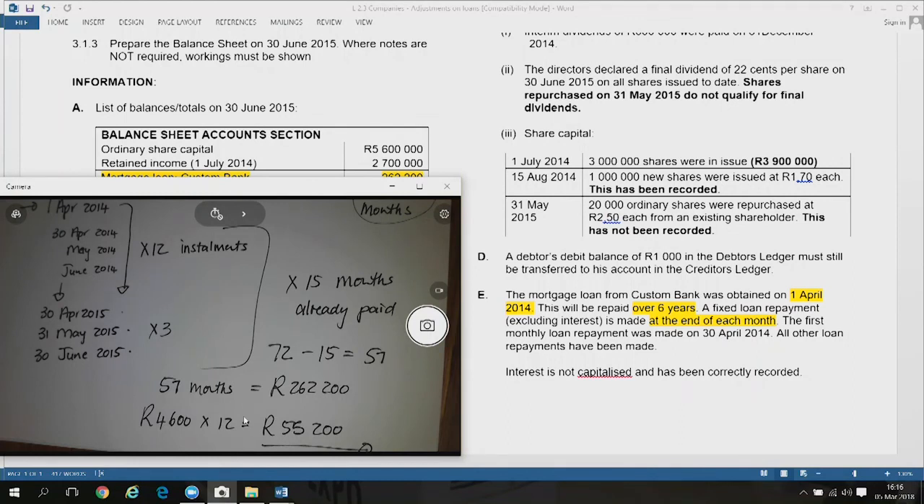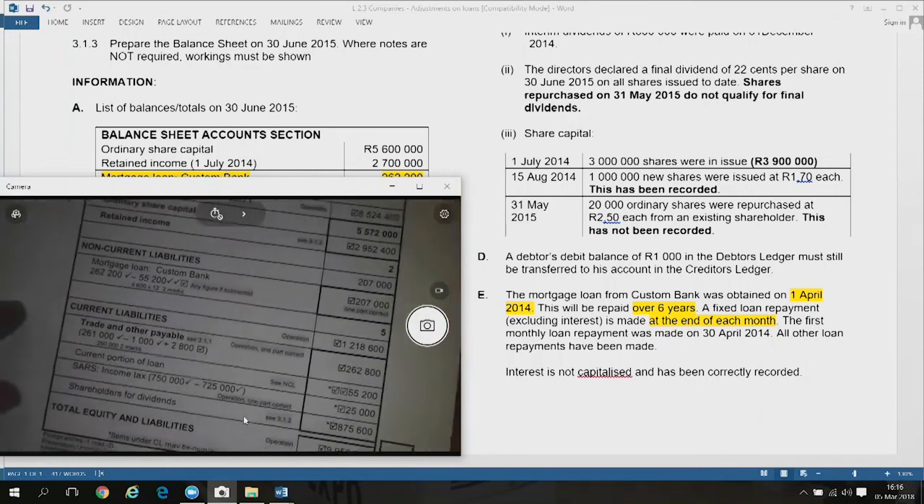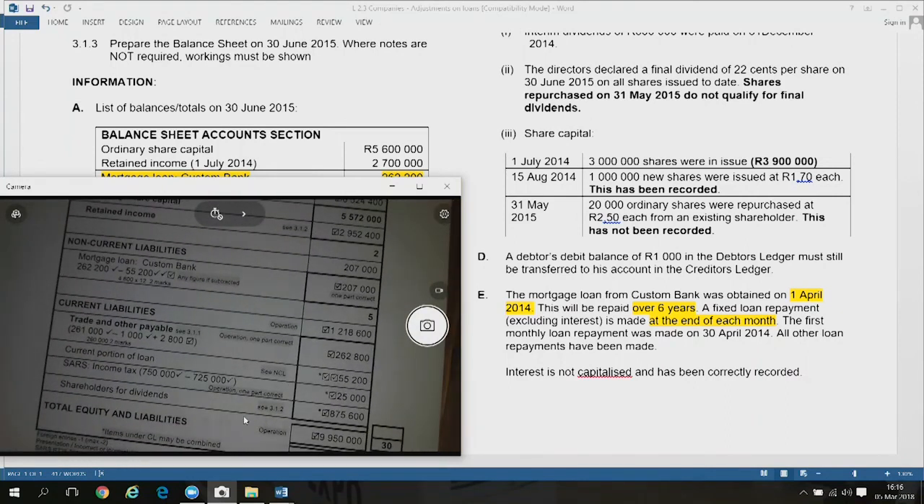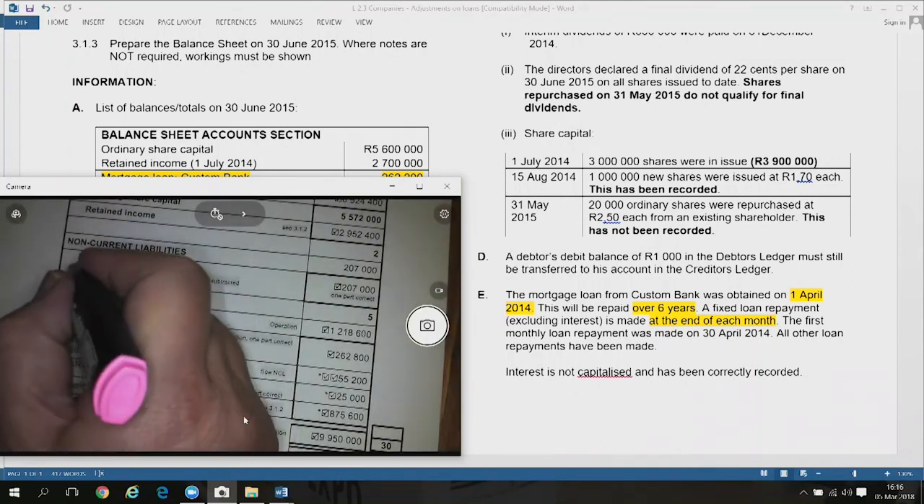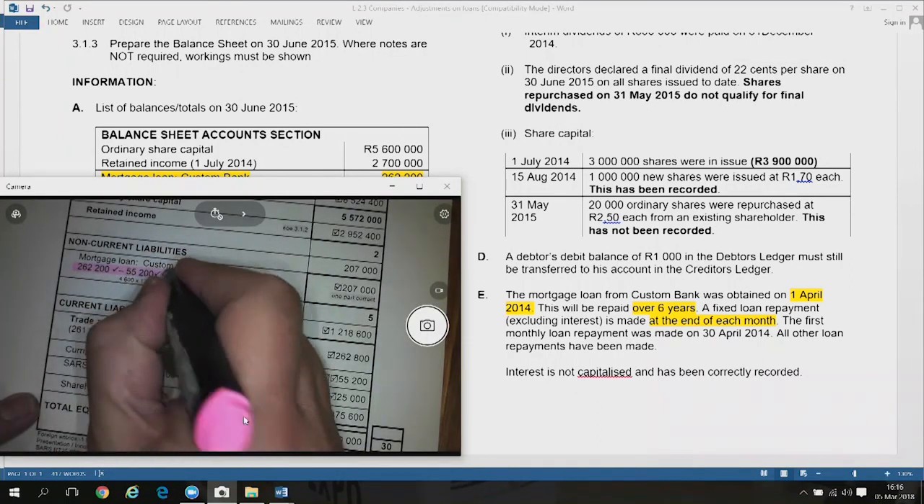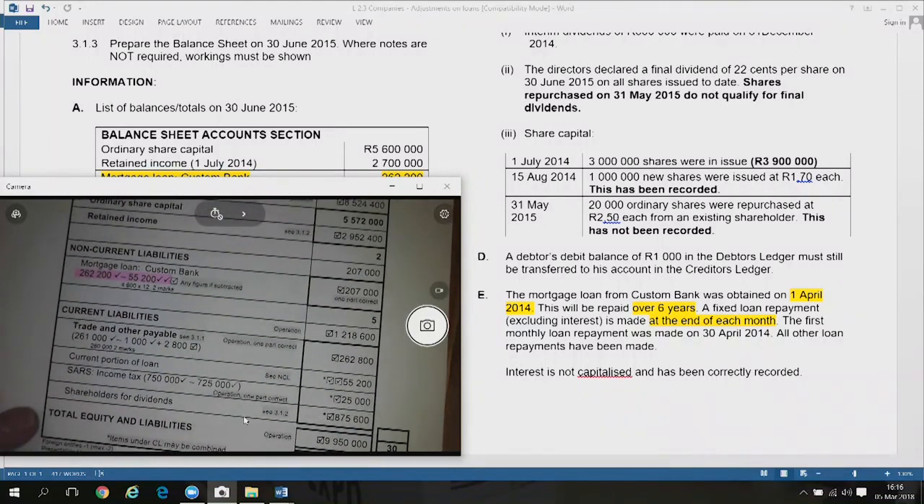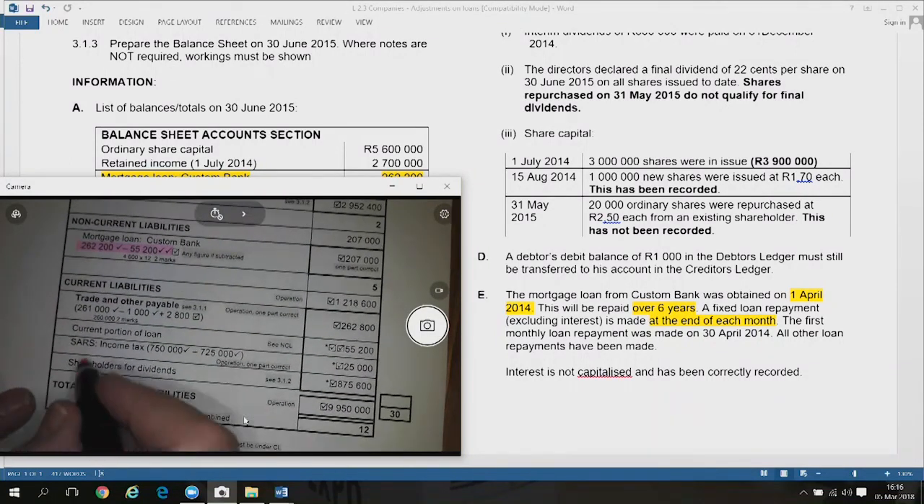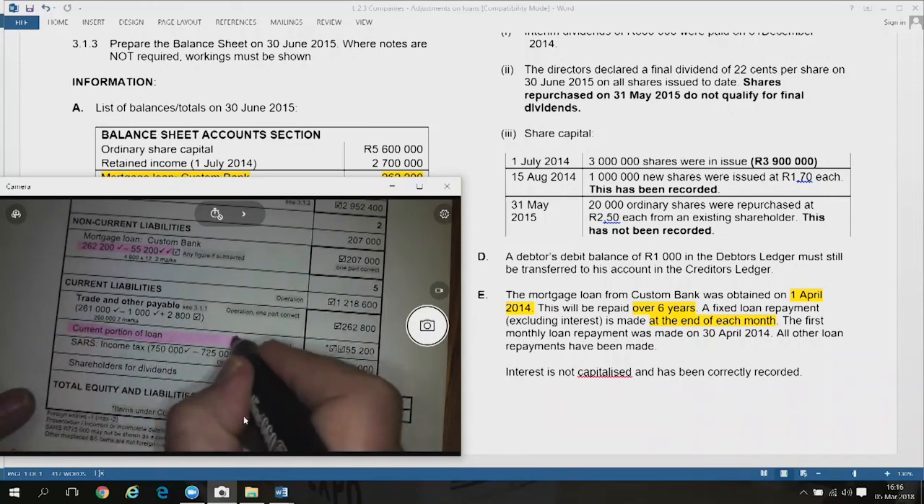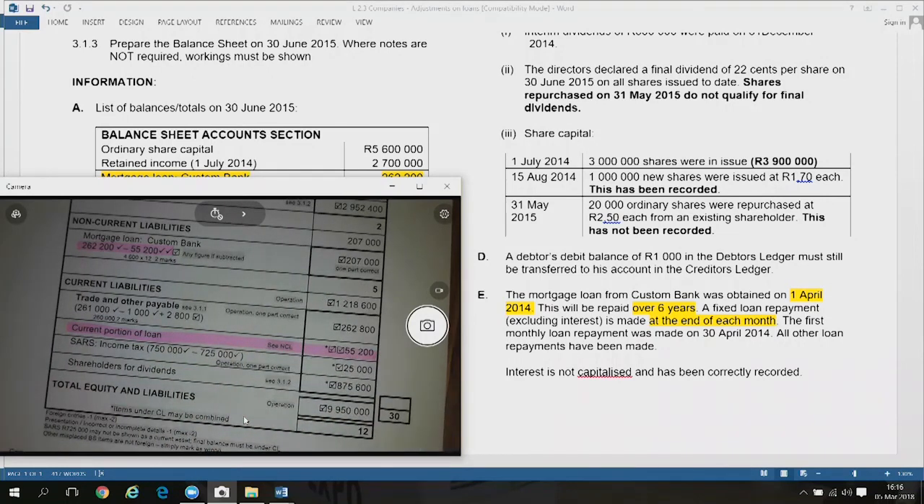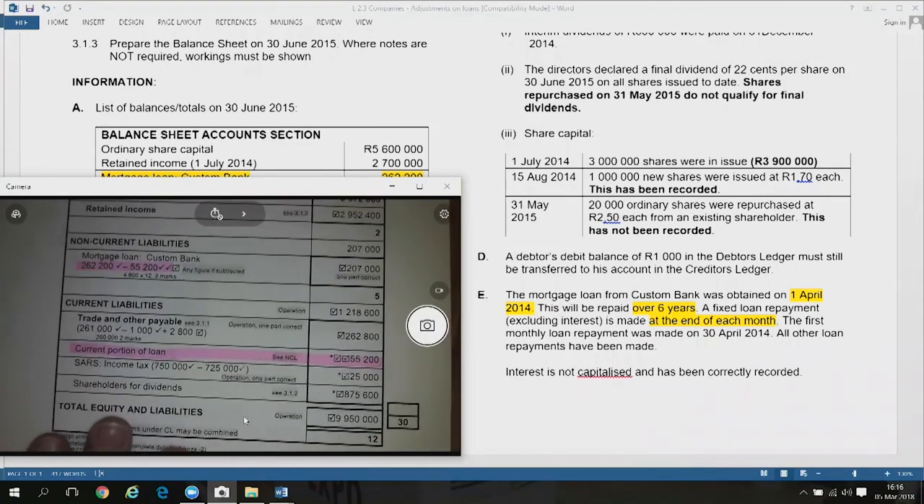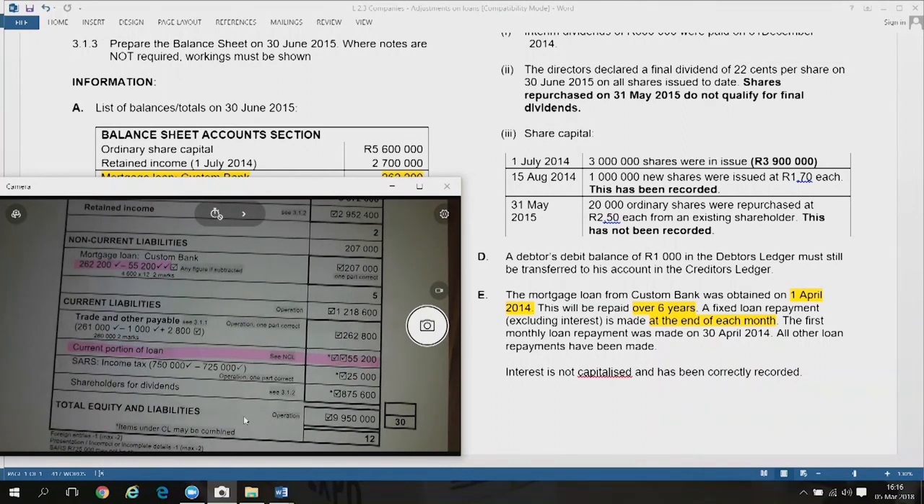So if I go to the memo for Predona, you can see that your loan for Custom Bank is 262,200 minus 55,200. And there is your short-term loan or your current portion of loan, 55,200. So that was the loan one that I want to show you.